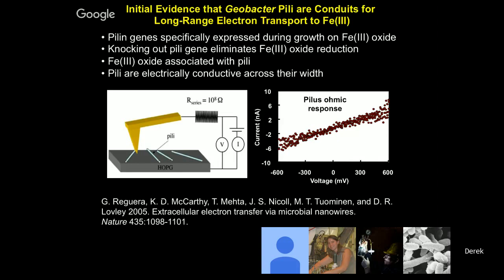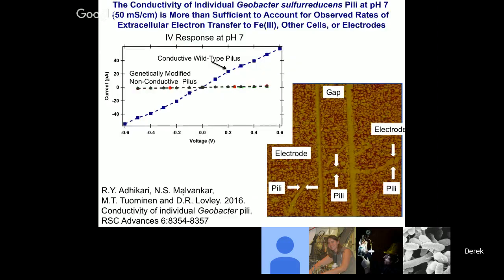In the initial studies, Gemma worked with Kevin McCarthy, a PhD student in physics, to use conducting tip atomic force microscopy to measure the conductivity just across the diameter of the pili. These were clearly conductive at least across their diameter, which gave us enough reason to speculate, with all the other data, that there's probably electron transport along the length, and that these could function as what we call microbial nanowires.